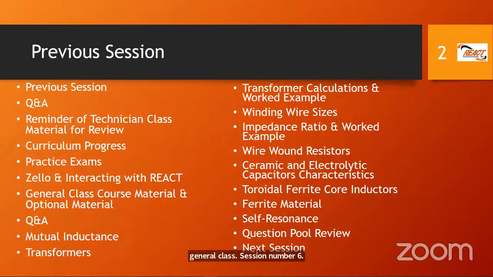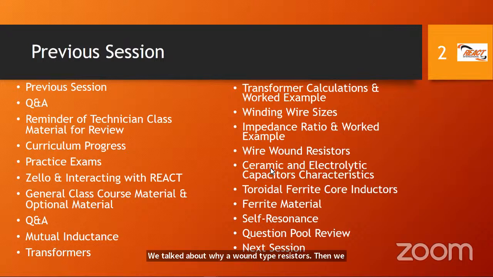During our previous session, we had a look at the topics mutual inductance, we discussed transformers, we then talked about some calculations and did worked examples regarding transformer calculations. We looked at the various winding wire sizes, relationships. We also discussed impedance ratio and also did worked examples. We talked about wire wound type resistors.